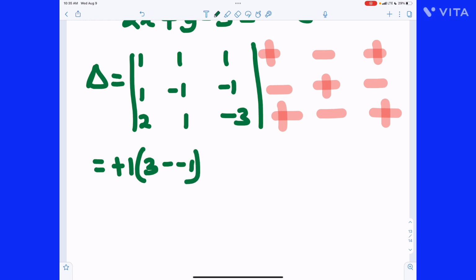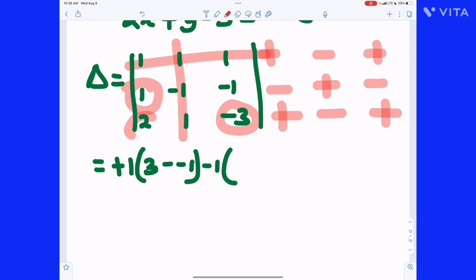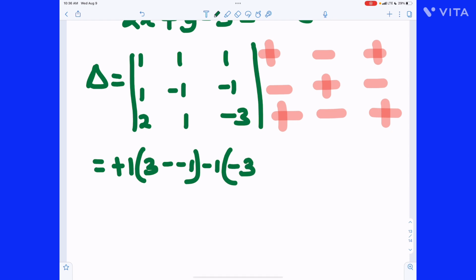Then next, I'll cross 1 again. It should be given a negative sign. That's minus 1 times, after crossing this one, I have 1 times minus 3 and 2 times minus 1 left. So 1 times minus 3 is minus 3. 2 times minus 1 is minus 2. So that's minus 3 minus 2.